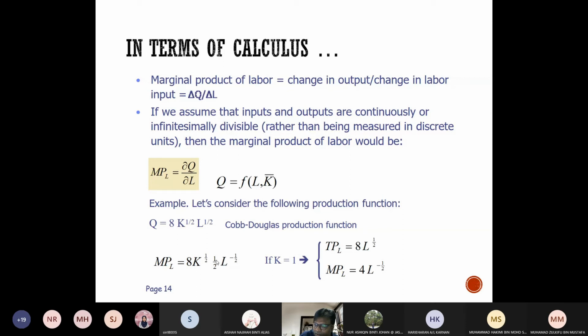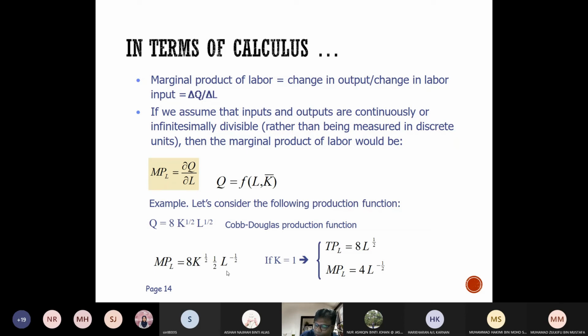If you differentiate that, you bring the half in front of the L, so 1 over 2 L, and then half minus 1 becomes minus half. I'm sure you learned basic calculus before, so this shouldn't be a problem for you. Don't do anything with the K, just the L, because the formula is change in Q over change in L. It's a partial derivative, so you only look at the L.